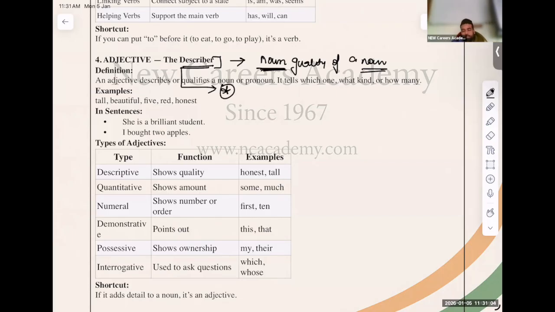Quality. Describing quality. What is boy? Which noun? Common noun. We've done nouns. Okay. He's a tall boy. Boy is what? Common noun. Tall is an adjective. Is is a helping verb.